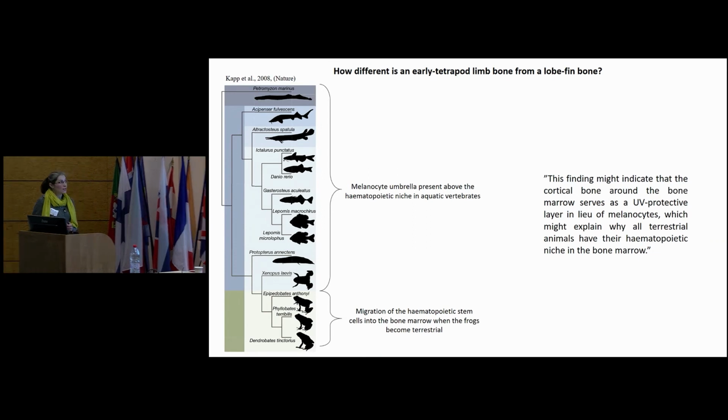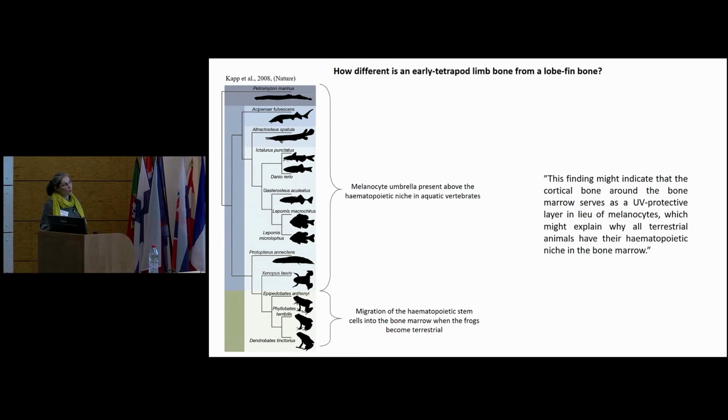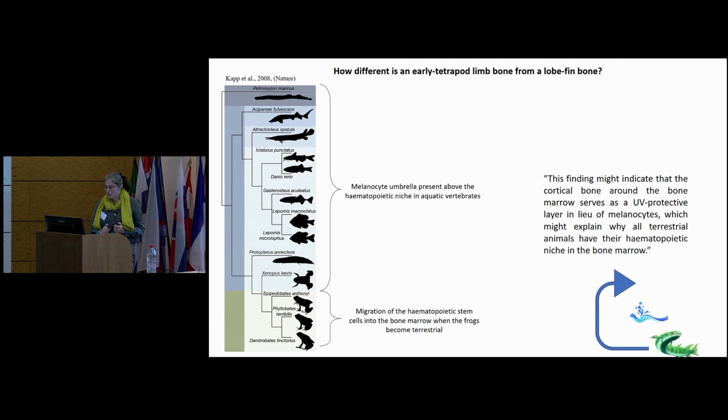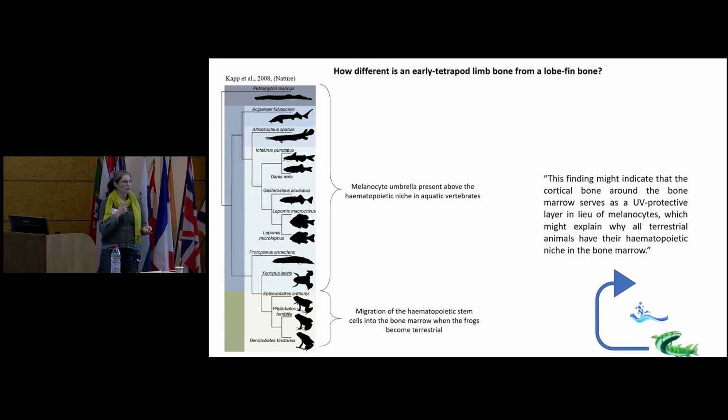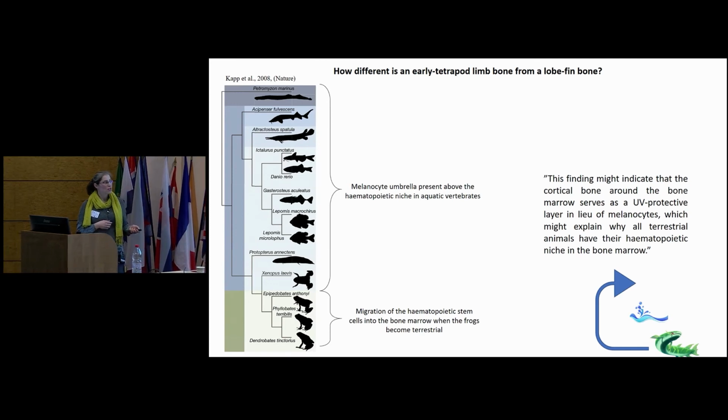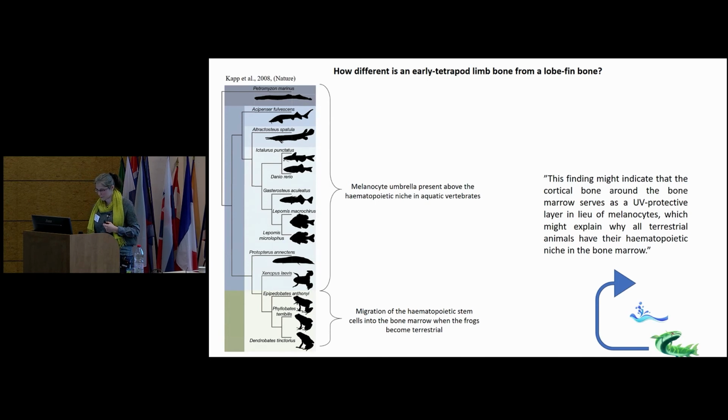So they suggested that this finding might indicate that the cortical bone around the bone marrow serves as a UV protection layer in lieu of melanocytes, which might explain why all terrestrial animals have their hematopoietic niche in the bone marrow. And they suggested that our Eusthenopteron probably had these marrow processes and was probably able to produce these bone cells and blood cells within the bone, just before the water-to-land transition. So today we are actually investigating that aspect within the fossils to see if that's relevant or not.